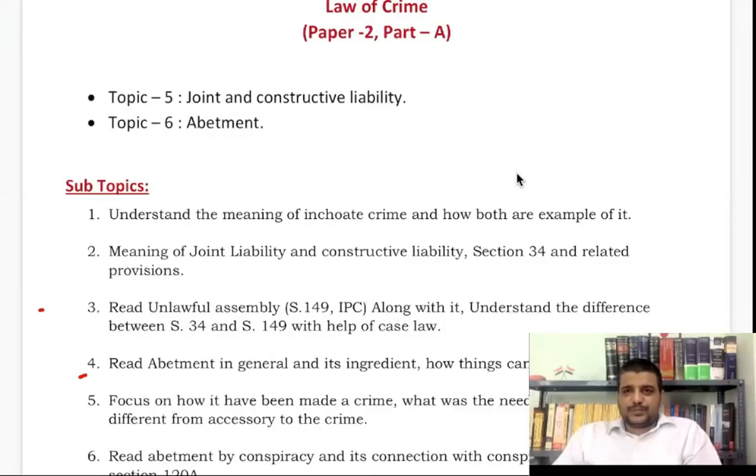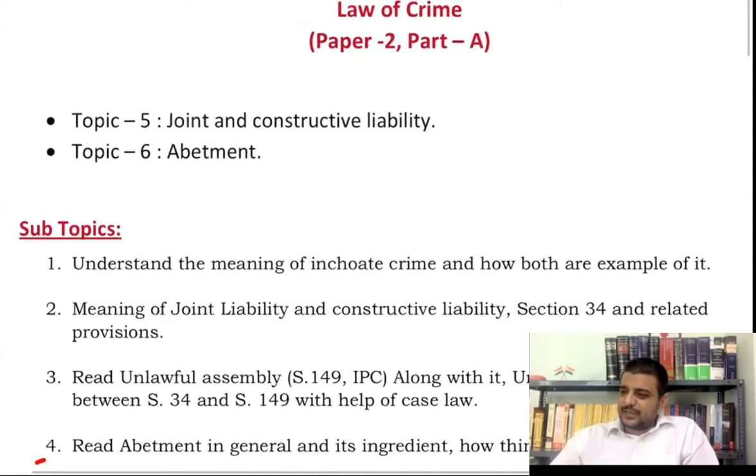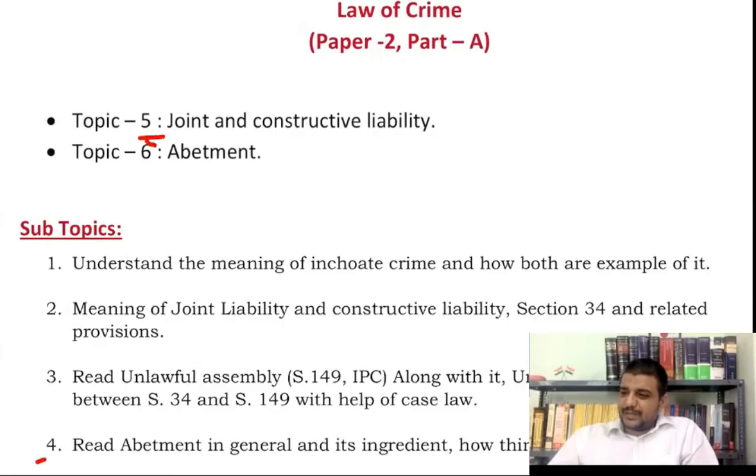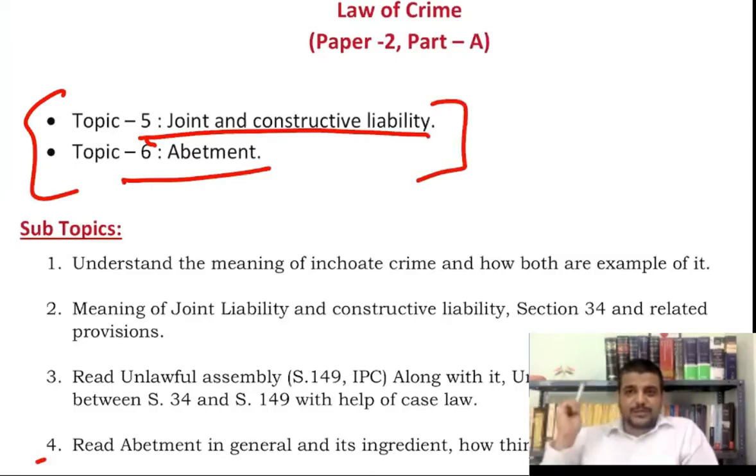Okay, so let us start with today's class. Today we have to discuss two topics in total. The first is joint and constructive liability, and the second is abetment. These are topic numbers 5 and 6 of the law of crime syllabus. Topics 1 to 4 I have already discussed.